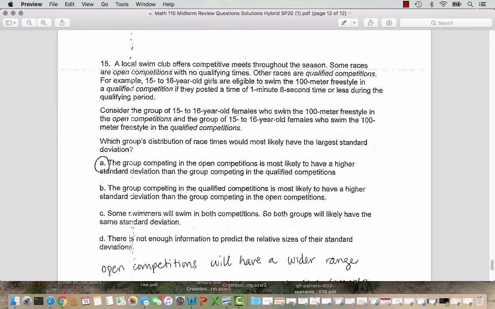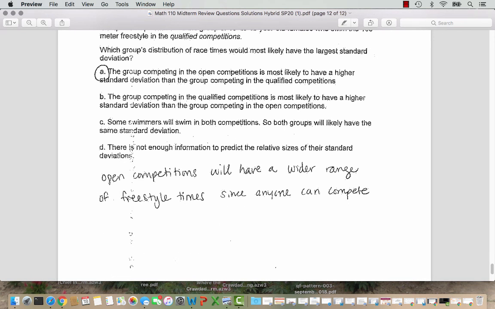And so we say answer choice A here. The group competing in the open competitions is most likely to have a higher standard deviation than the group competing in the qualified competitions. And my reasoning here is that open competitions will have a wider range of freestyle times since anyone can compete. If you think about a group of qualified competitions where students had to get certain times in order to compete, it's going to be narrower because you're not going to have the slower swimmers like me who would be outliers.